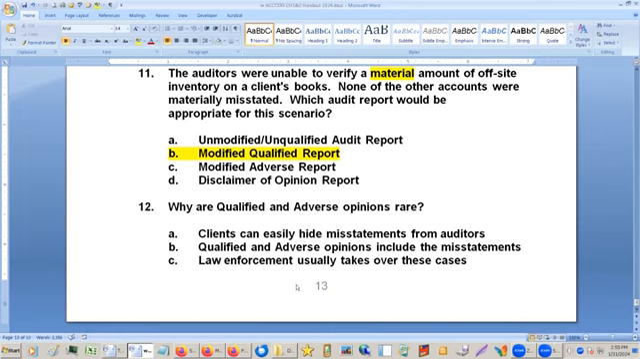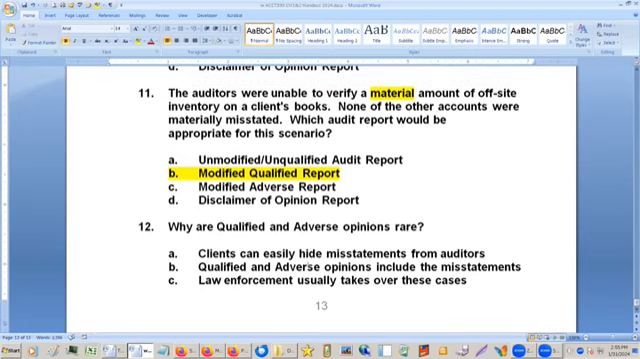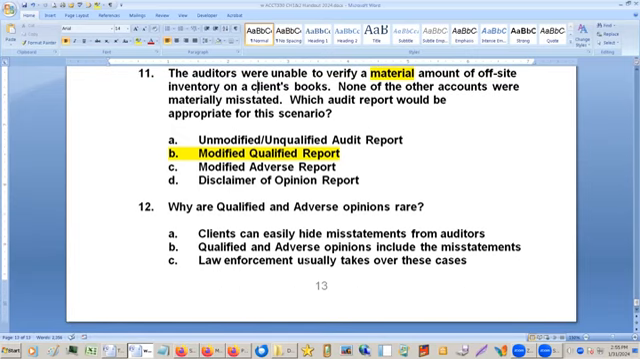Okay, why are qualified and adverse opinions rare? Could be, but you know what? I can tell you one more thing. Is it C? I'm sorry, no.